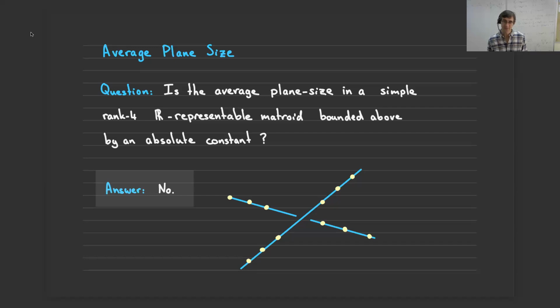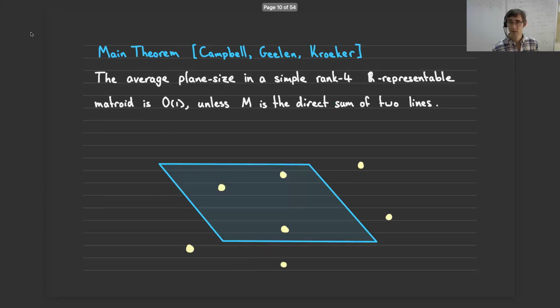But the beautiful thing is that this is essentially the only problem. So our main theorem says that the average plane size is bounded by an absolute constant unless your matroid is the direct sum of 2 lines. Okay, so I could take any simple rank 4 real representable matroid that's not the direct sum of 2 lines, then there is some absolute bound on the average plane size. So that's pretty much like Melchior's result.